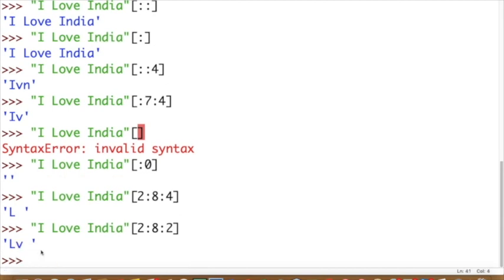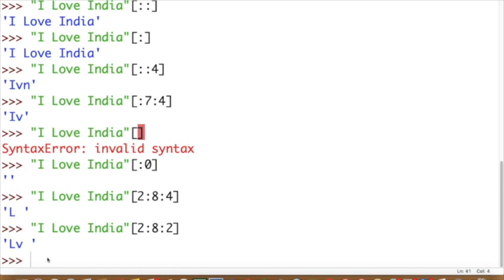2:8:2. So here we are taking 2 letters at a time, and hence L and V are printed. 2 jumps at a time, so we have L and V. Starting from L, which is at index 2, 2 letters, 1, 2, so we have V. And then again, 2 letters, 1, 2, we have a space. And this space will be again concatenated here. And then we have I, which is the final index where we have to stop. So hence, we have to stop here and no more slicing will be done.